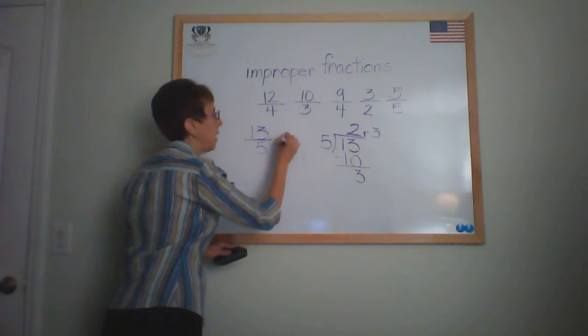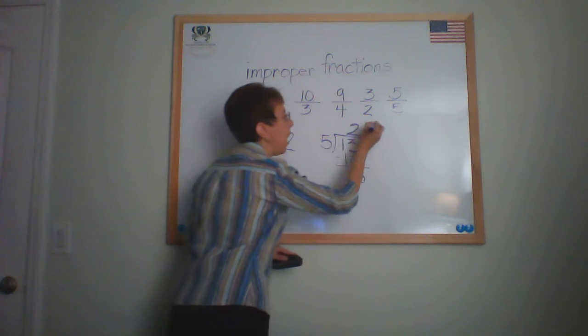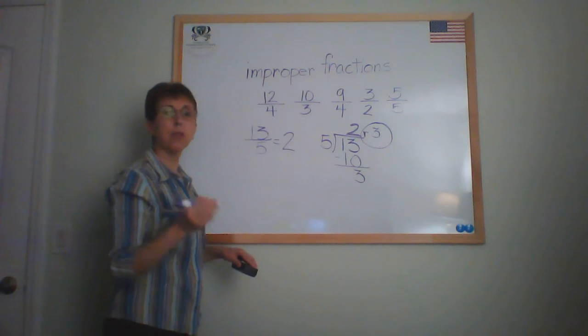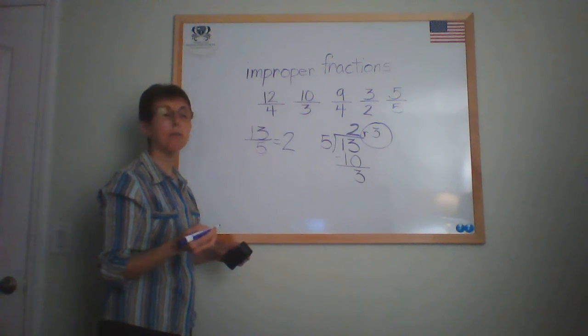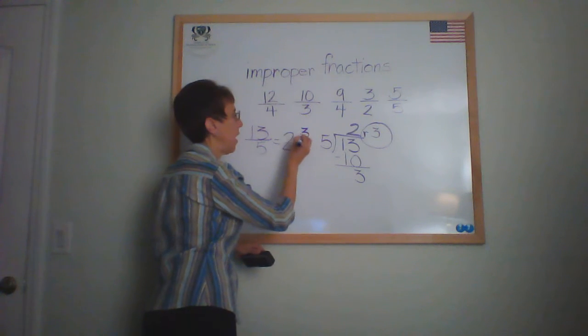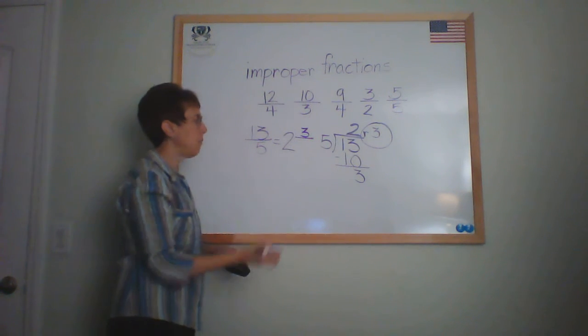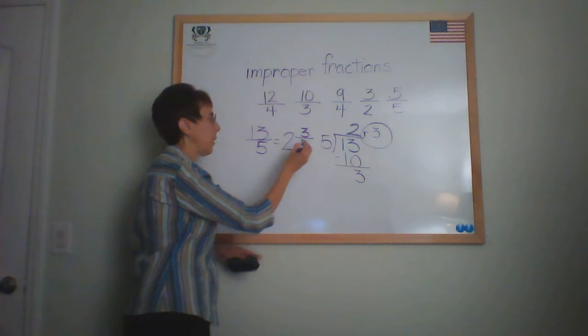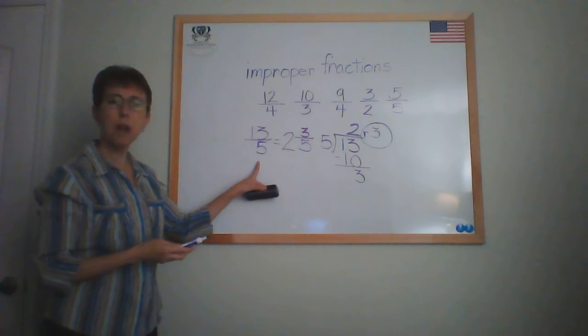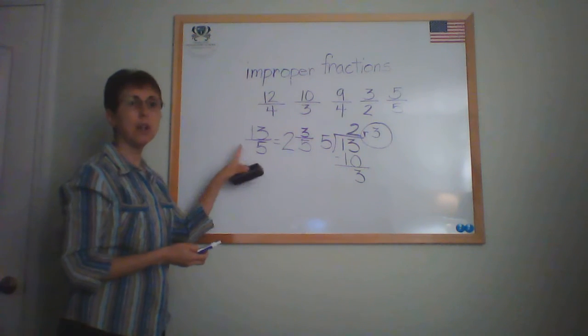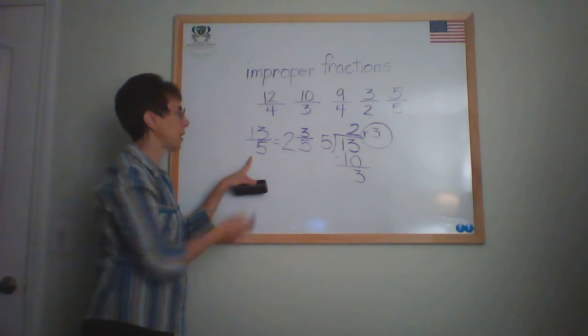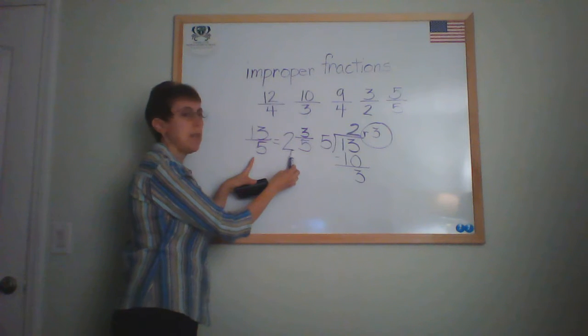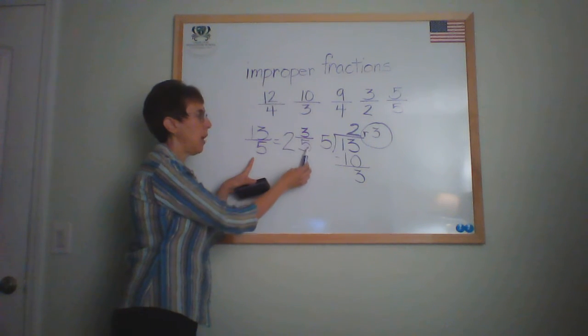So we take that 2. Our remainder, remember, the remainder becomes the numerator in your fraction. And the denominator is the denominator that you started with, because we're still talking about fifths. We haven't changed that, 13/5 here. We're still talking about those fifths. But now we're writing it as a mixed number, whole number and a fraction.